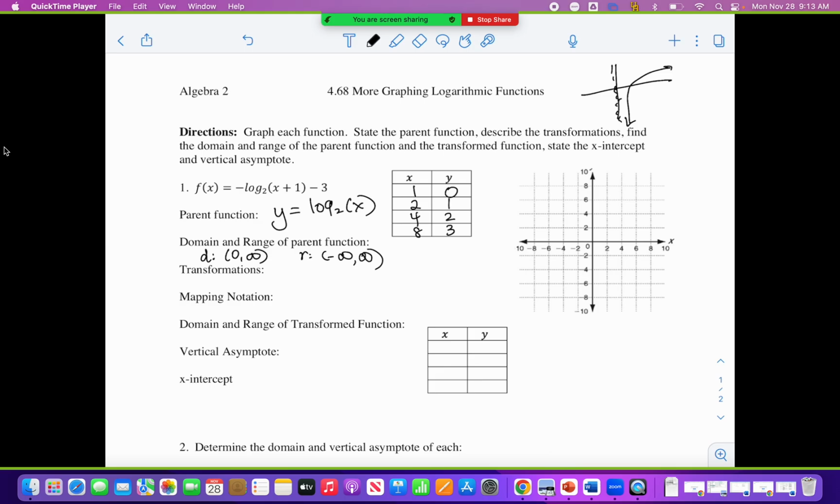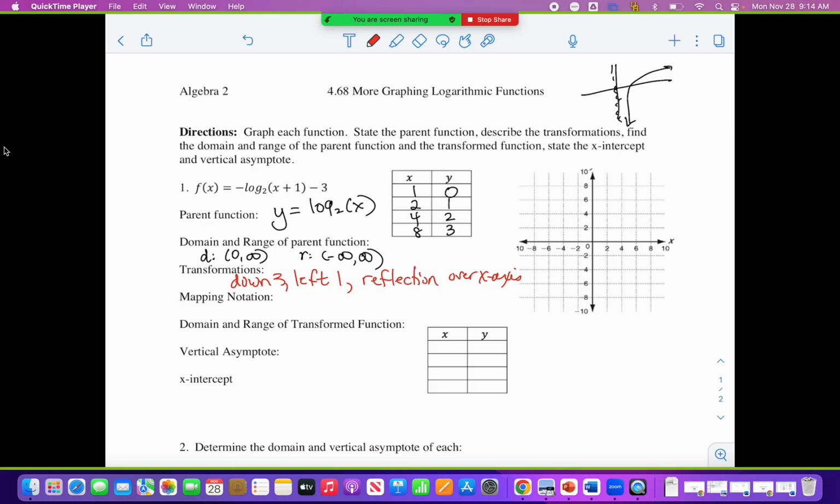All right, the transformations. I see 3. What are the transformations? Yeah, Matthew. Down 3, left 1, and a reflection across the y-axis. Isn't it over the x-axis? Yeah, there you go. Nice job. So we're going down 3, left 1, reflection over the x-axis, and we should be in awesome shape with our transformations.